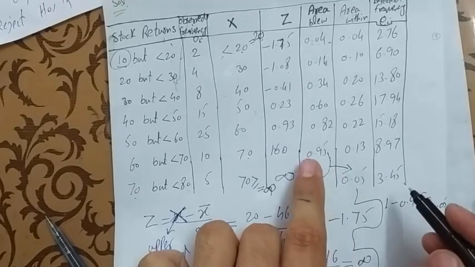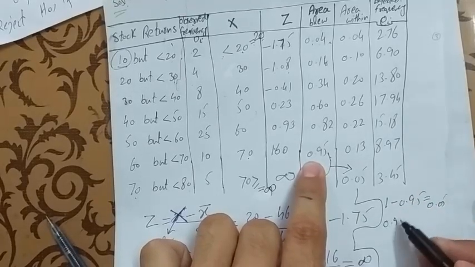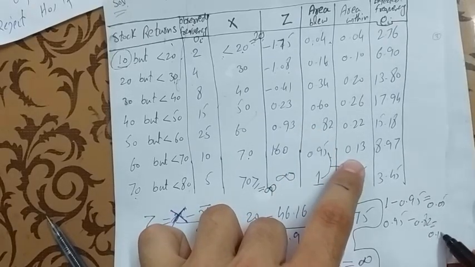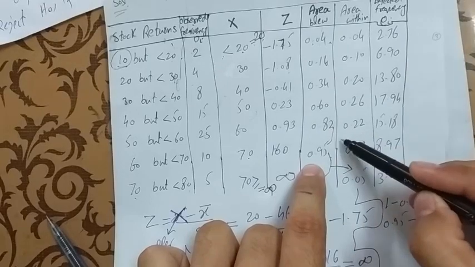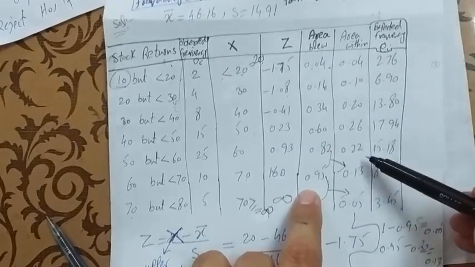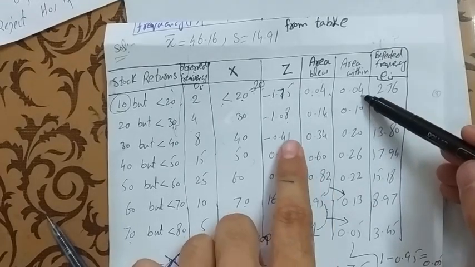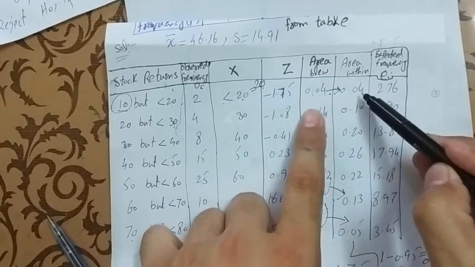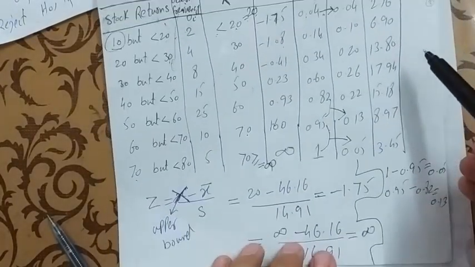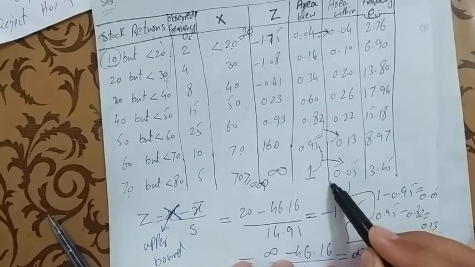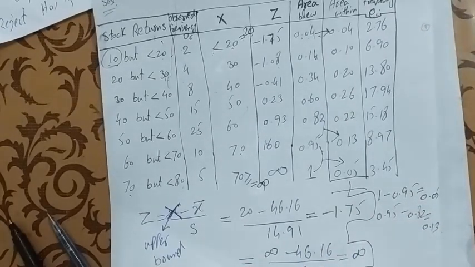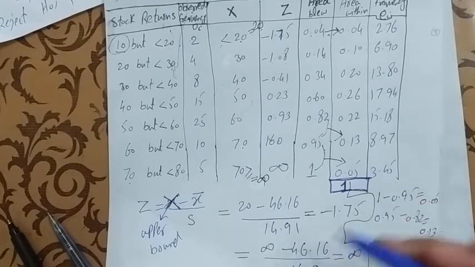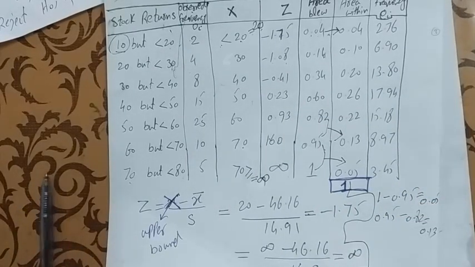Secondly, we find 0.95 minus 0.82, and its result is equal to 0.13. Find the difference and write the result here. Similarly, find the values and so on, and in the last there is only one value, and we write it as it is, 0.04. Dear students, when we add the area within and the result is equal to 1, this shows that the problem you have to solve is correct.